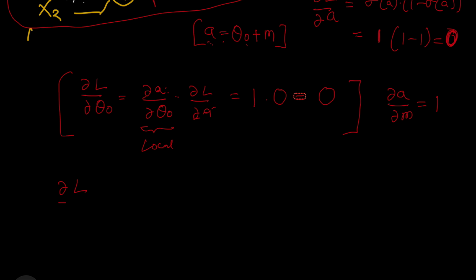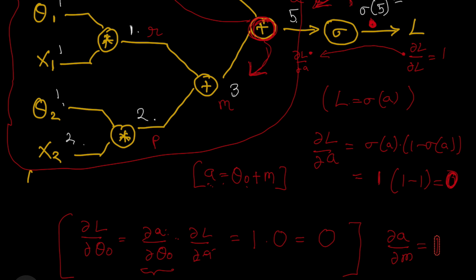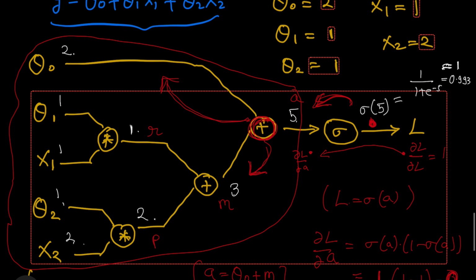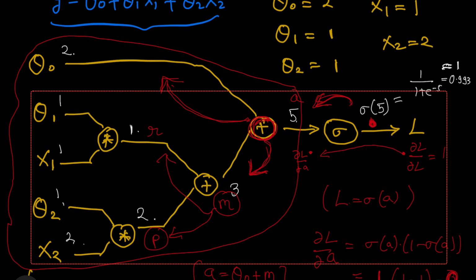Now what would be our del L over del M? Del L over del M would be the local gradient times the global gradient coming from the forward side, from here. So again I'm just doing the same thing, local times global. Earlier I did the upper edge and got theta naught. Now I'm going for the lower edge. Why? I cannot directly compute from here to this part because it is way too far backwards. I need to go step by step. I'll go first to M, then from M to R and M to P, and when I get P, then I can go to theta naught and theta 1, right?